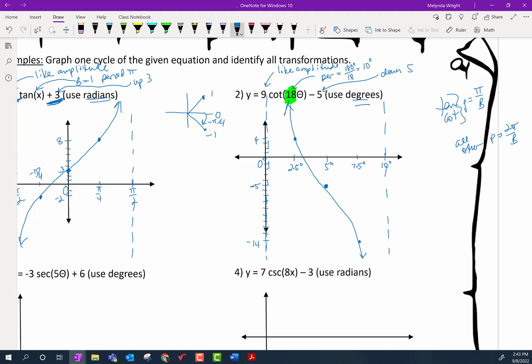All right, questions about cotangent? Okay.